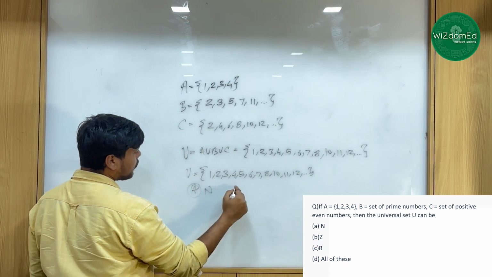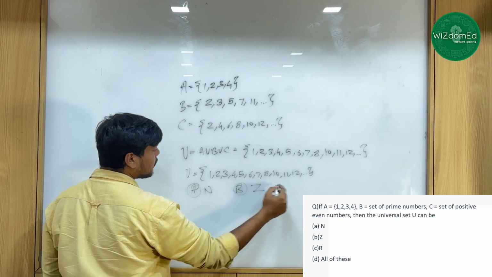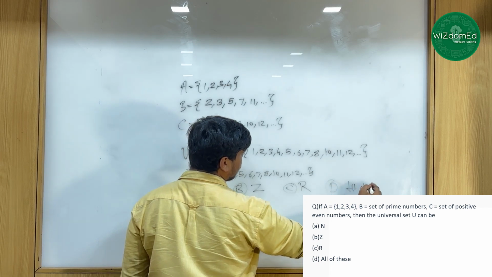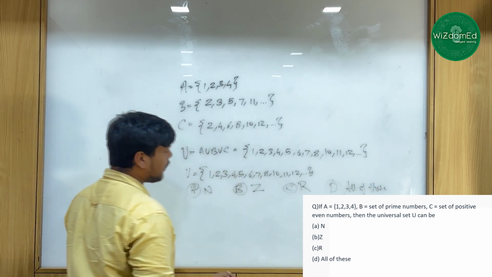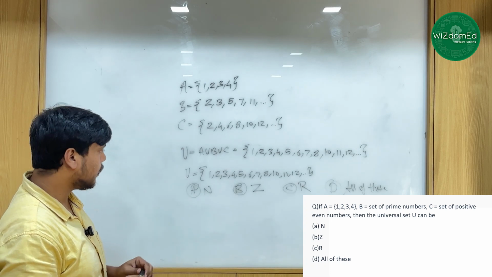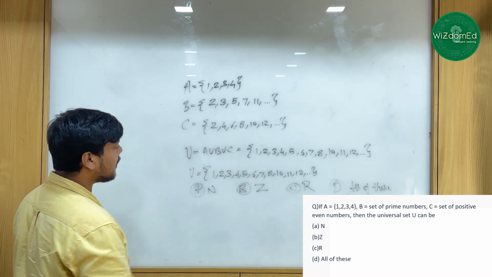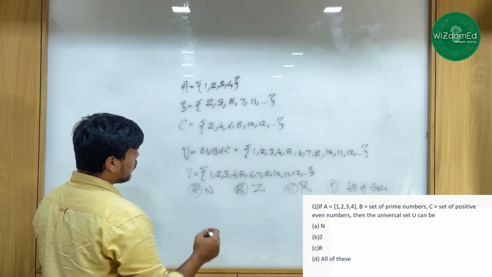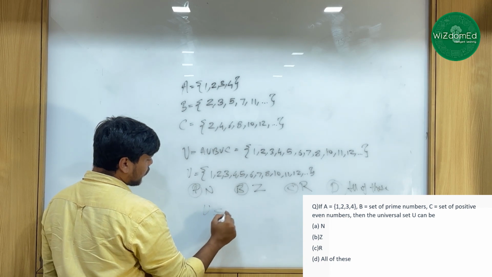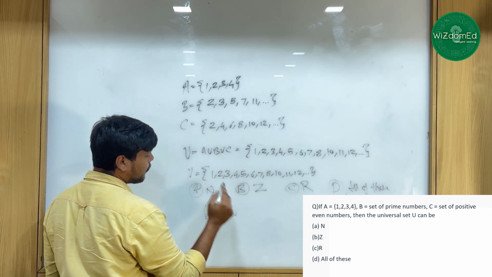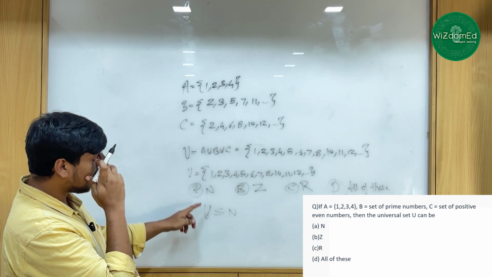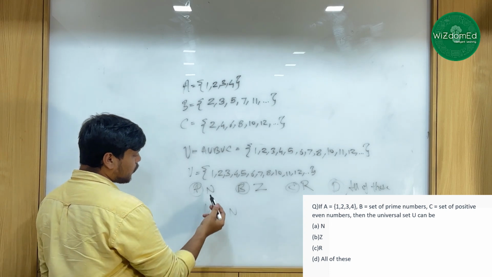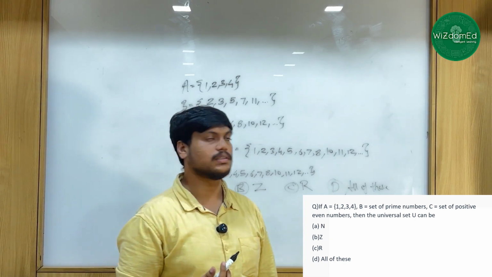Option A is natural numbers, option B is integers, option C is real numbers, and option D is all of this. Now what do we know? That a universal set is a set which should contain all those elements. If we take a look, can I say these elements are also present in natural numbers? Yes, I can say that. So in this case, the set is a subset of natural numbers. So if I have this set and it is a subset of any larger set, that larger set could also be the universal set. So for now I can say natural numbers is also a universal set.